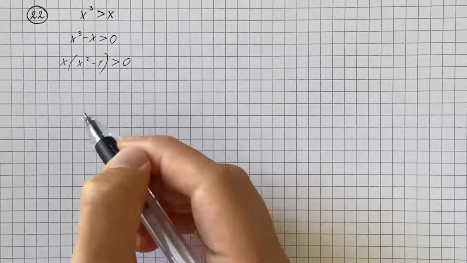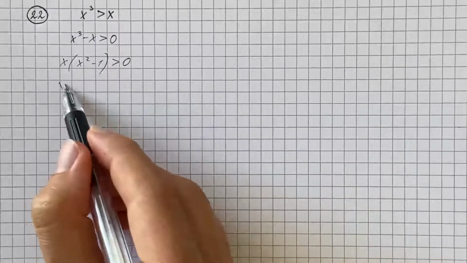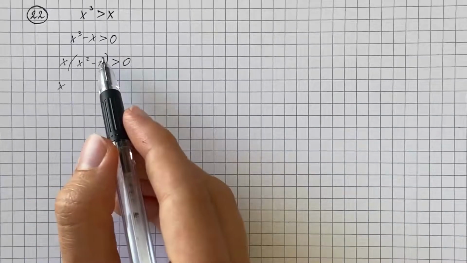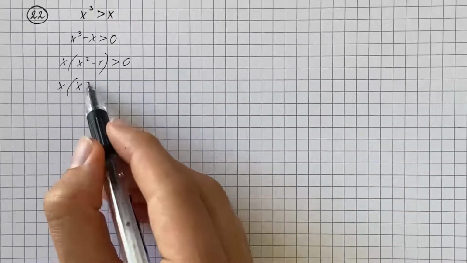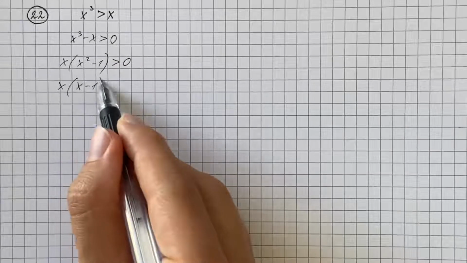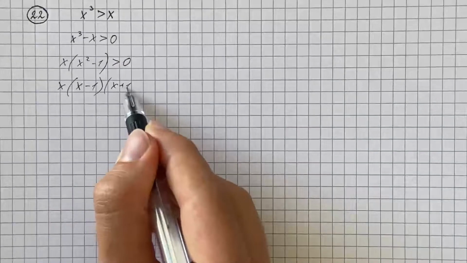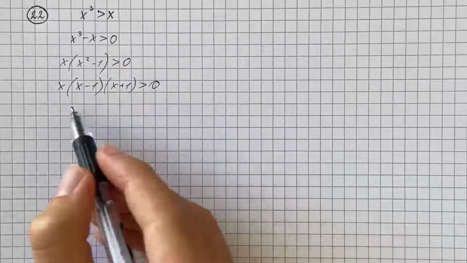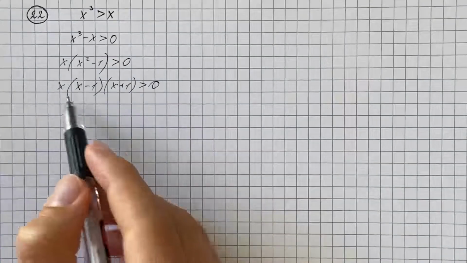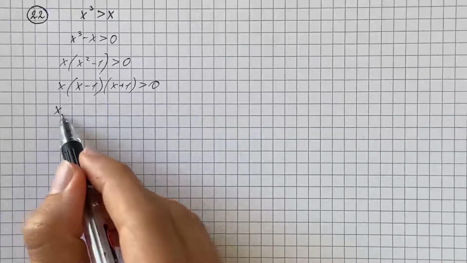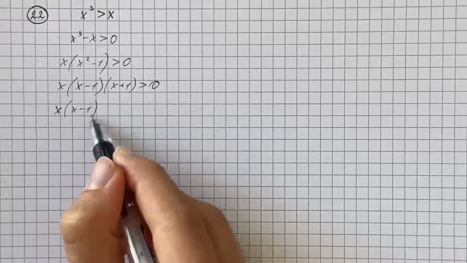greater than 0. And now we're going to factor this again, so we're going to use difference of perfect squares, and it gives us x times x minus 1 times x plus 1 is greater than 0. And now we're going to solve the corresponding equation, so we make it equal to 0.